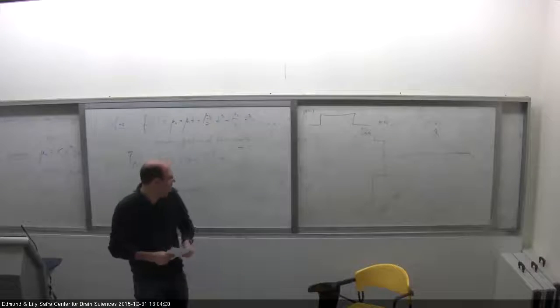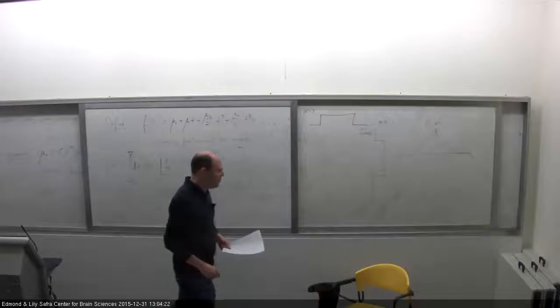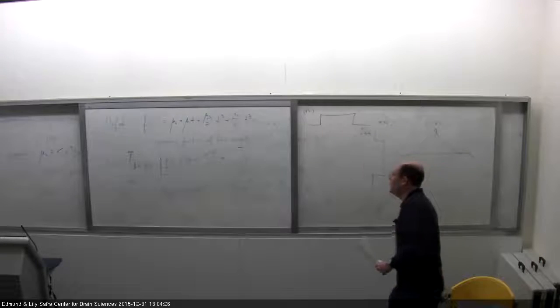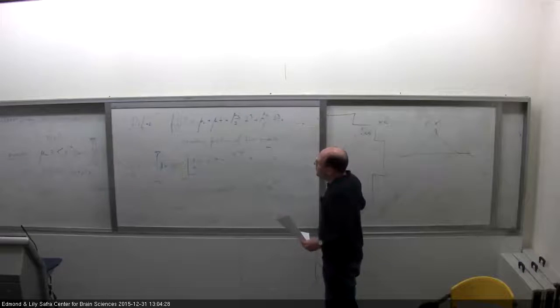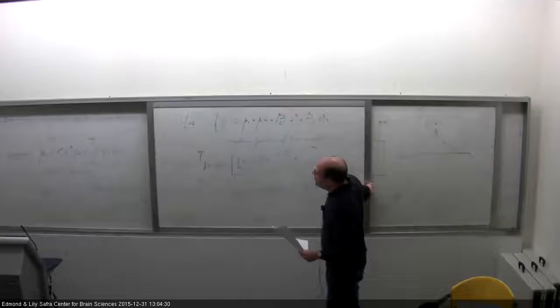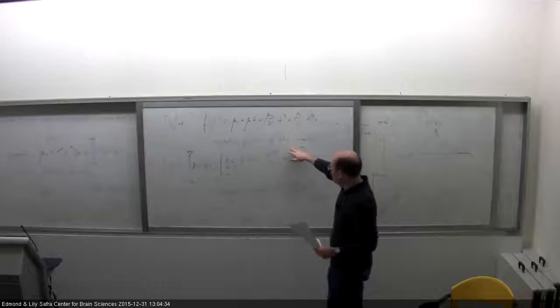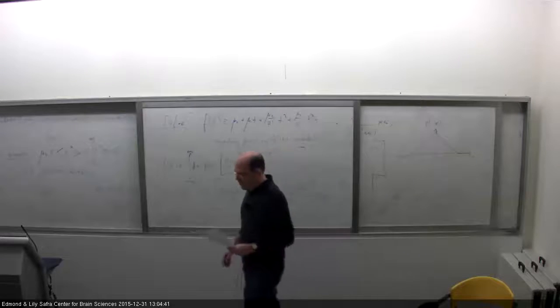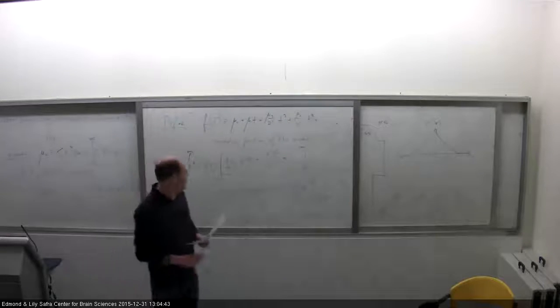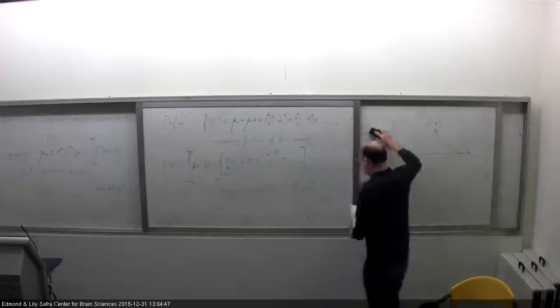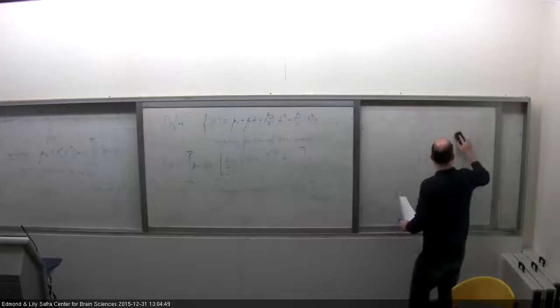Okay, so we continue on our quest to quantify Gaussianity. We defined the moment generating function, which is the expectation value of e to the xt, looking at this as a function of t.